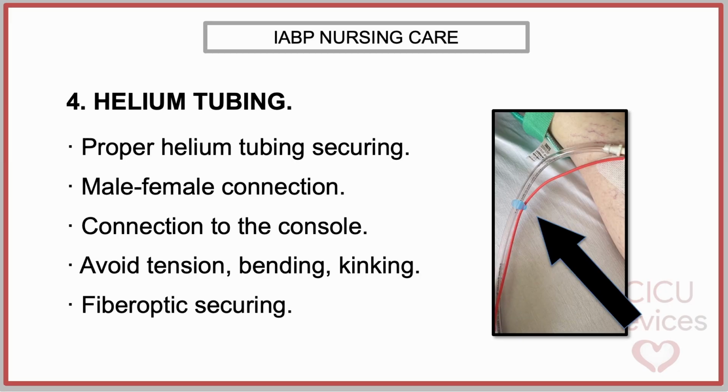In many modern IABP catheters, the fiber optic cable used for arterial pressure monitoring runs parallel to the helium tubing. This cable must also be handled carefully to avoid excessive bending or tension that could interfere with signal transmission. Manufacturers commonly incorporate dedicated clips along the helium tubing to keep the fiber optic cable aligned and secured. Nursing staff should ensure that the fiber optic cable is properly inserted into these clips along the length of the tubing so that both components remain organized as a single unit.